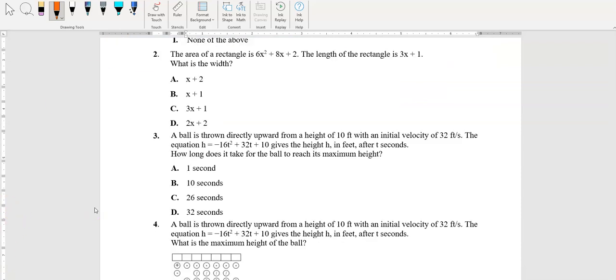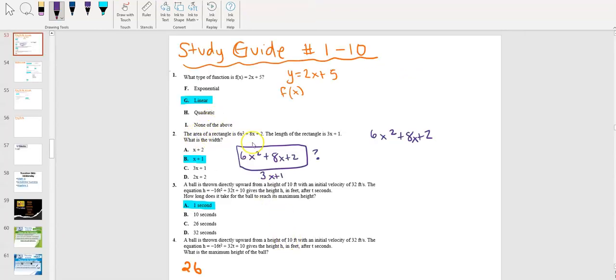Okay, so the next question, we're looking at the area of a rectangle. We know that the area of the rectangle is 6x squared plus 8x plus 2, and that one side of that rectangle is 3x plus 1. Our job is to find the width. Here I drew an image. Here's my rectangle. The area is this formula inside. One of the sides is 3x plus 1, and the other side we don't know.